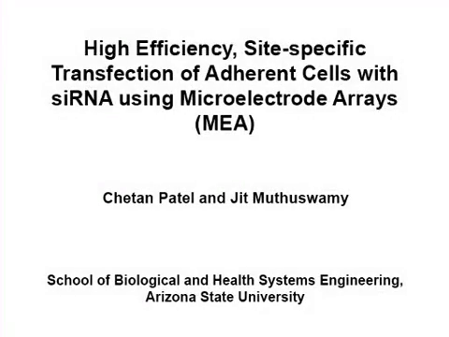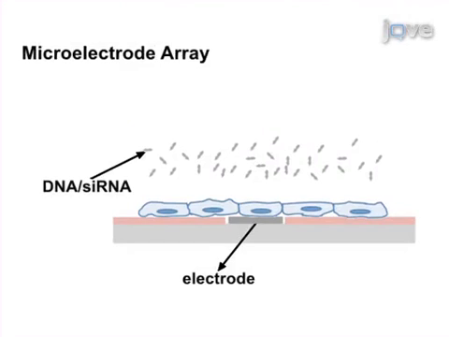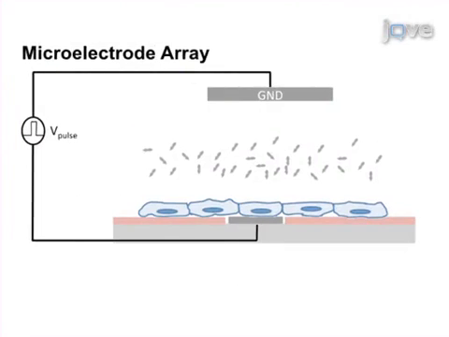The overall goal of the following experiment is to achieve site-specific transfection in adherent cells. This is achieved by culturing a monolayer of cells on a microelectrode array. As a second step, the application of an electric pulse to select electrodes leads to electroporation of the targeted cells adhered on top of the electrodes.